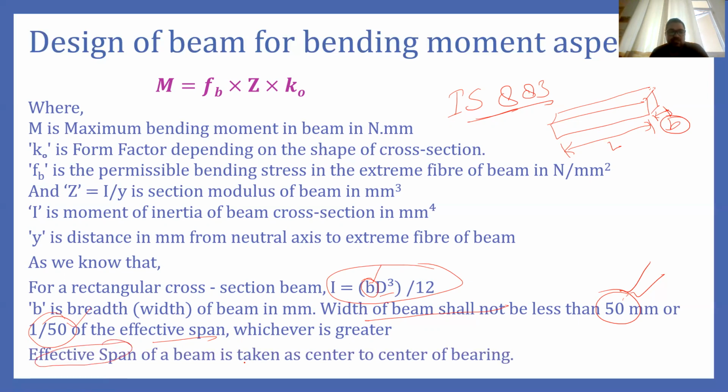Then the second thing is, what is the effective span? Effective span is basically the length measured from the center of the support. I am making the diagram again. For example, this is the beam and these are the supports on both sides. So center to center of the supports will be the effective span.